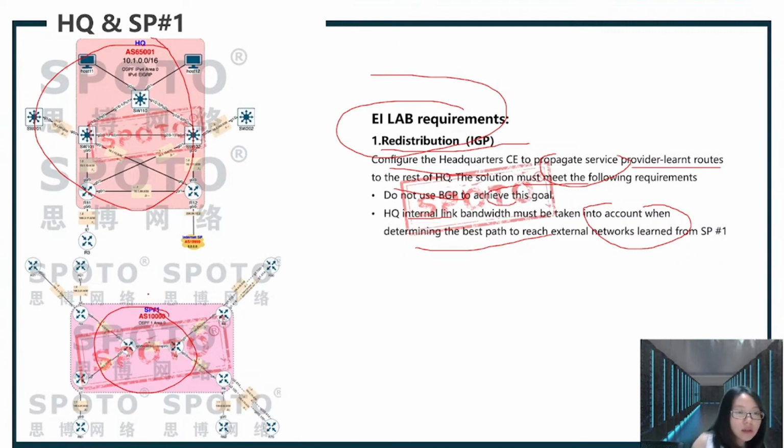This question requires the HQ area to obtain the routes of the service provider. So we need HQ to obtain these routes from service provider 1.